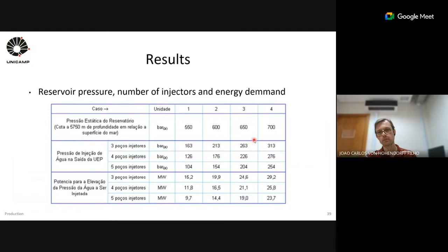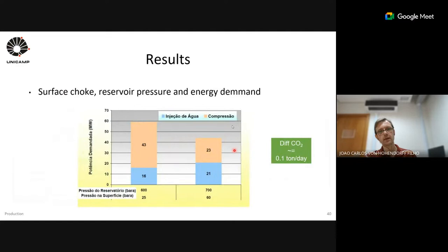And I think it's my last presentation here. If I join two different effects, for example, the pressure of the wells reaching the platform at the surface, and the pressure of the reservoir, if I change these numbers, I change the power demanded for pumping the water, and I change the compression demand. But this difference, in a rough estimation, is for us in terms of 1 ton of CO2 per day. So it's an interesting number. Okay, for us.